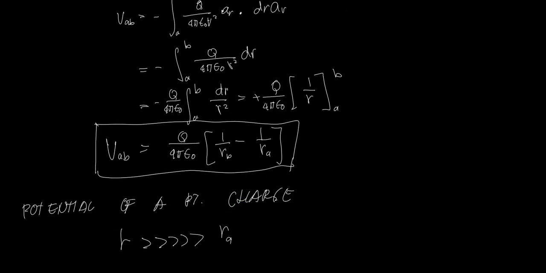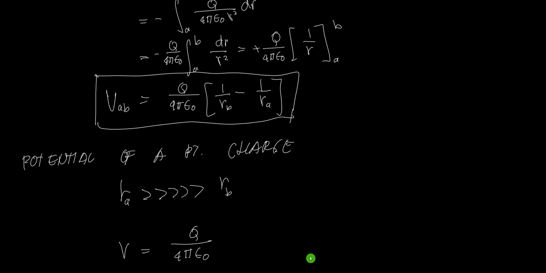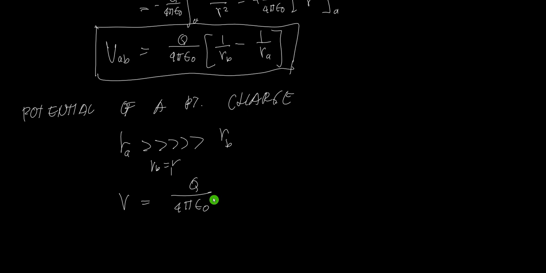Instead of RB, let's say this is RA and this one is RB. Let's just interchange this. I'll make RA much greater than RB instead of RB much greater than RA. So if you do that, this will become 0, 1 over RA. And the only thing that will be remaining here will be 1 over RB. And if RB is just equal to R, then the formula will become just multiply by R.